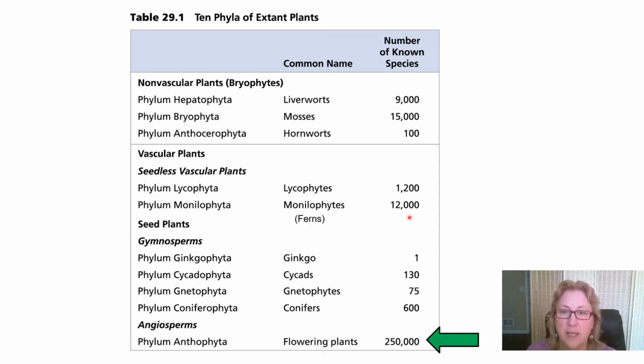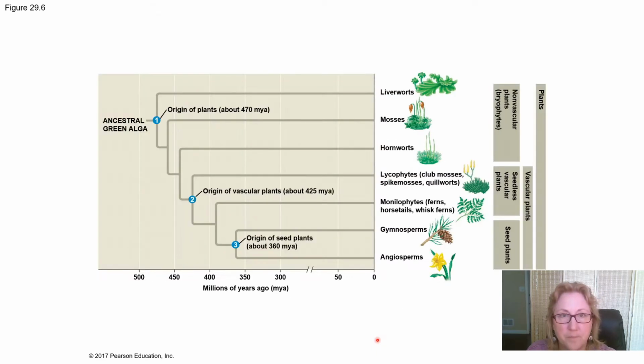The seedless vascular plants totally dominated the early plant life on Earth. Then the gymnosperms came to be the dominant plants. And during the age of the dinosaurs, it was seedless vascular plants and gymnosperms that were the dominant plants. And then the flowering plants showed up, and they outcompeted everything. And now our forests are totally dominated by flowering plants, the angiosperms. And in fact, almost all of our crop plants are angiosperms as well. But we'll talk about those in the next chapter.